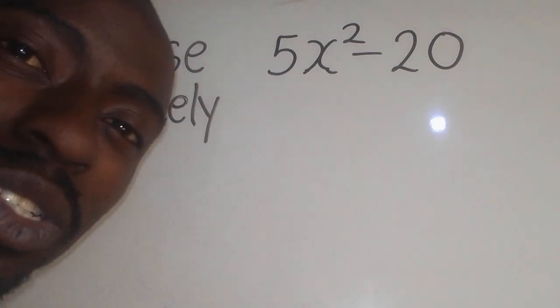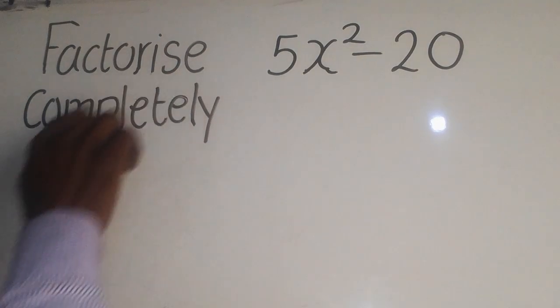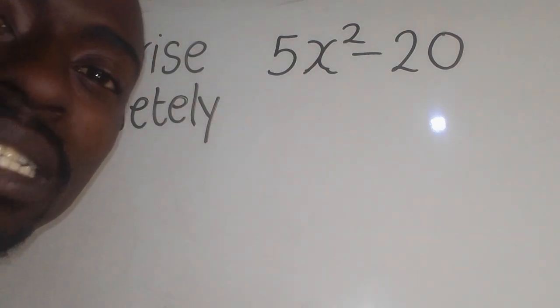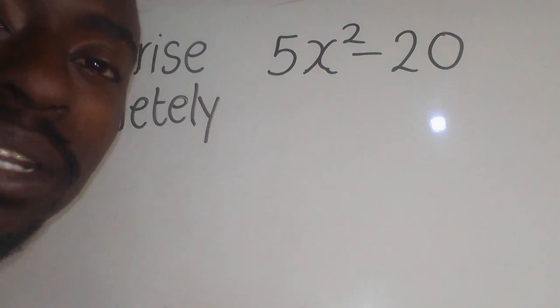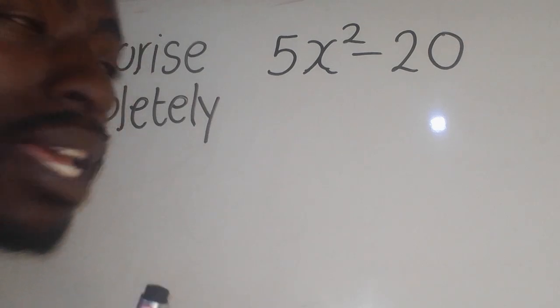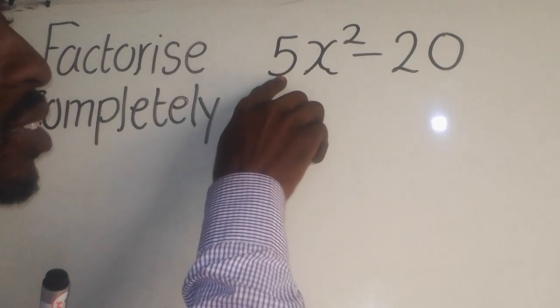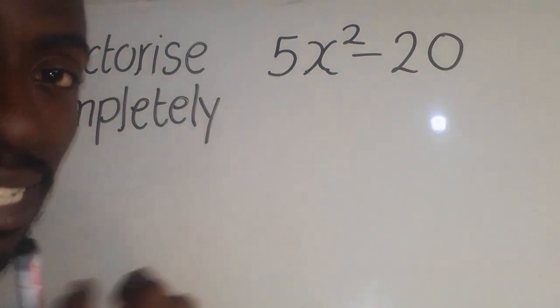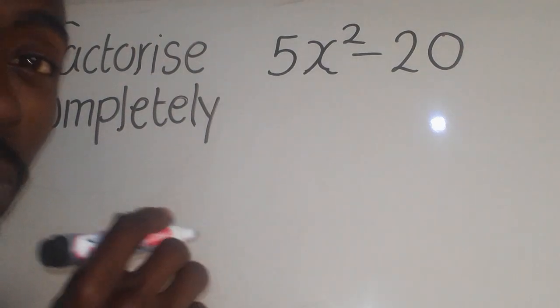You have a mathematics question that says factorise completely, okay? Factorise simply means we need to group those similar numbers or variables on one side, okay? Now, as you can see, here we have 5, here we have 20. Can this 5 go into 20? Yes. So, meaning 5 is the one which is common.